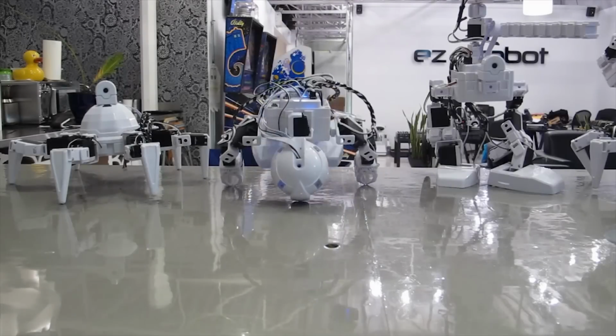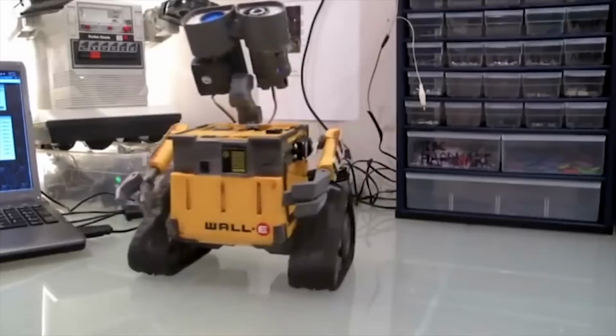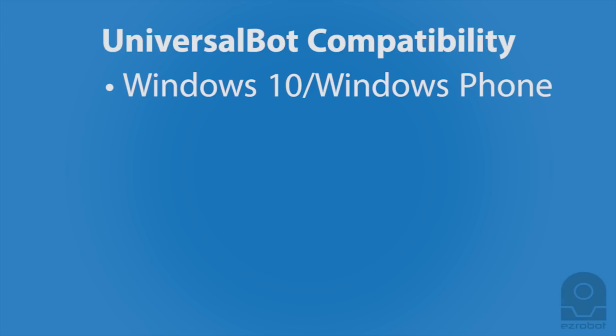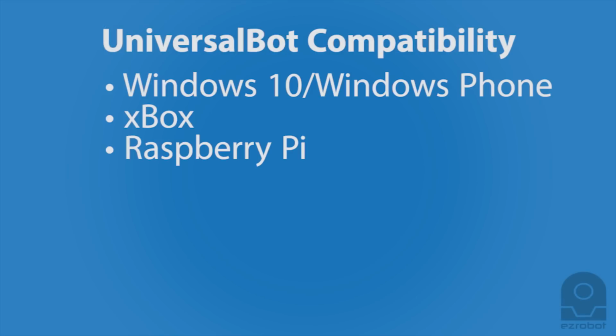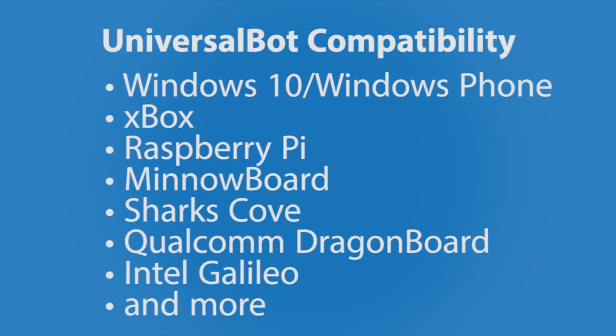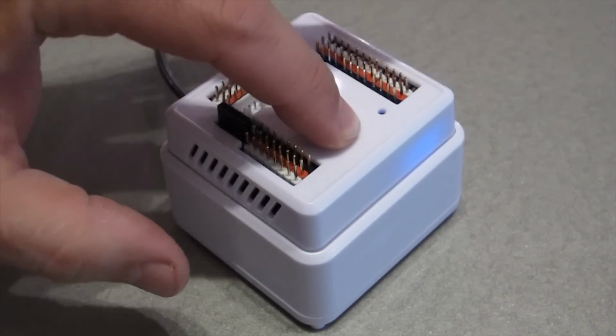Program your robot or IoT project with the Universal Windows Platform SDK from EZ-Robot. Compatible with Windows 10 on Xbox, Raspberry Pi, MinnowBoard, Sharks Cove, Qualcomm DragonBoard, Intel Galileo, and more. All you need is the EZB v4 Wi-Fi controller.